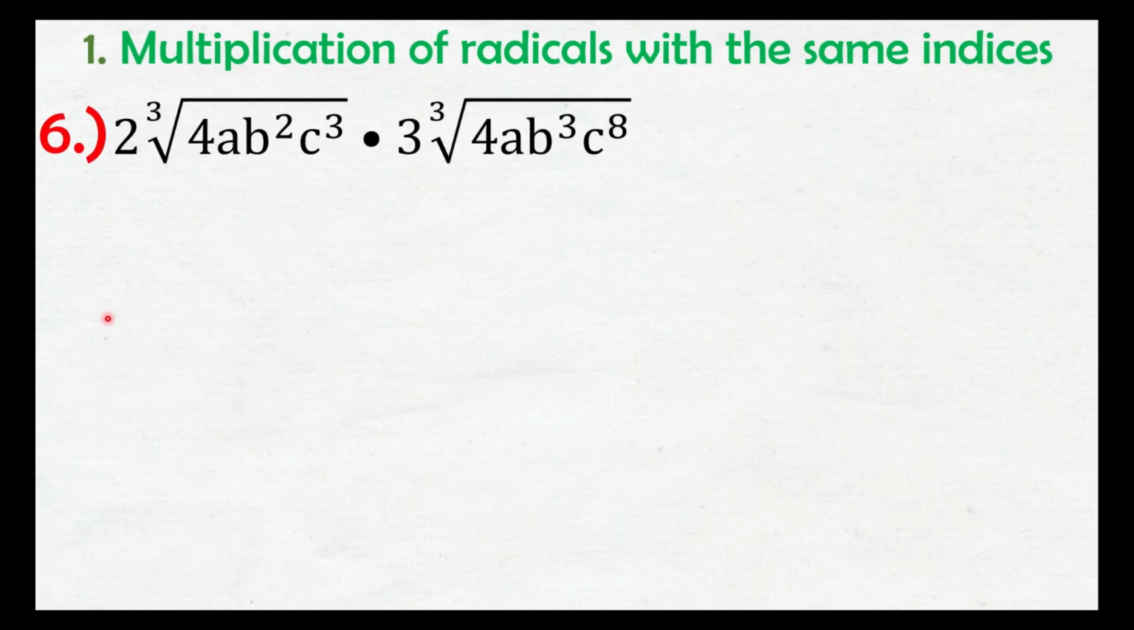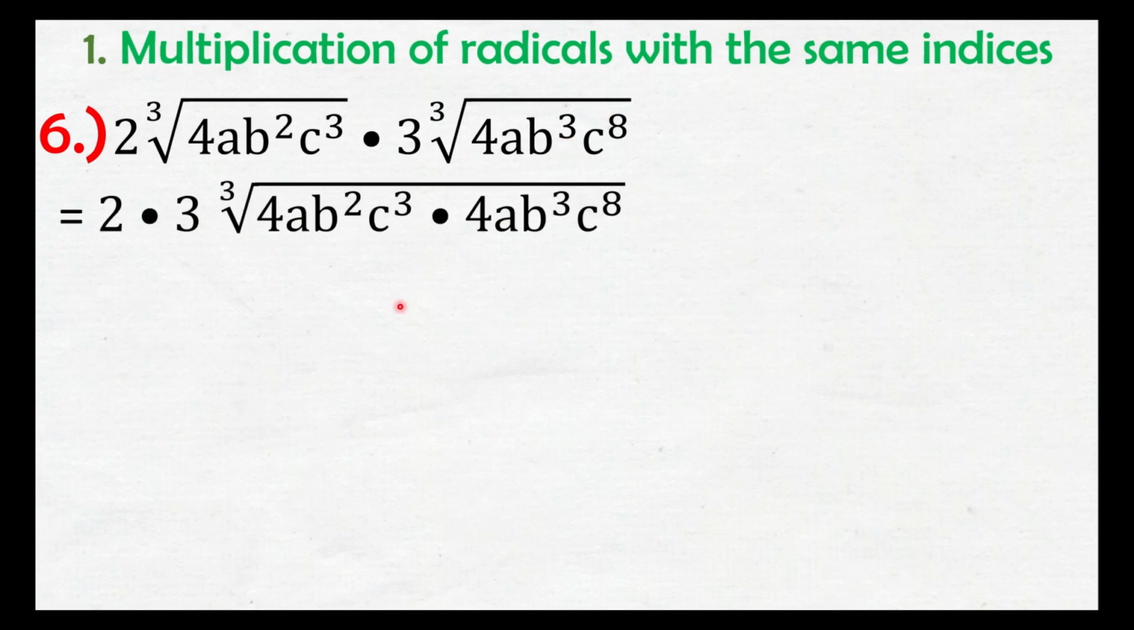Example number 6, 2 cube root of 4ab square c cube times 3 cube root of 4ab cube c raised to 8. So, apply lang natin yung second law of radicals dito. So, meron tayong coefficient na 2 at 3. Multiply natin yan. And yung mga radical natin, pagsasamahin lang natin sa loob ng isang radical sign. So, makuha natin ay 2 times 3 cube root of 4ab square c cube times 4ab cube c raised to 8. So, pinagsama na natin dito.